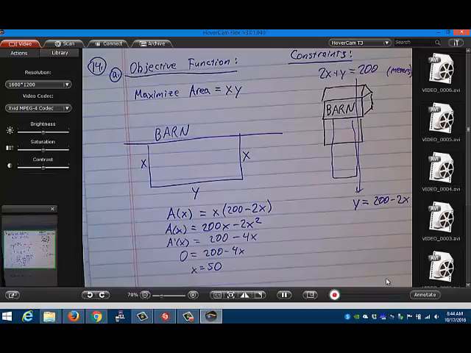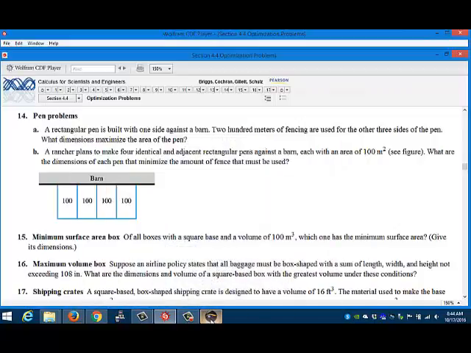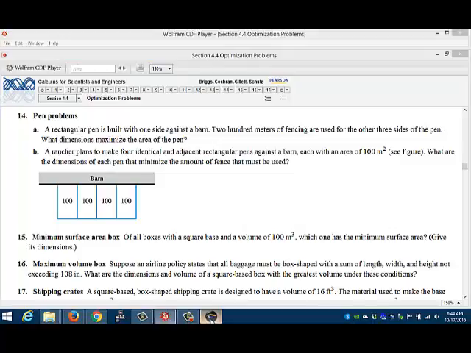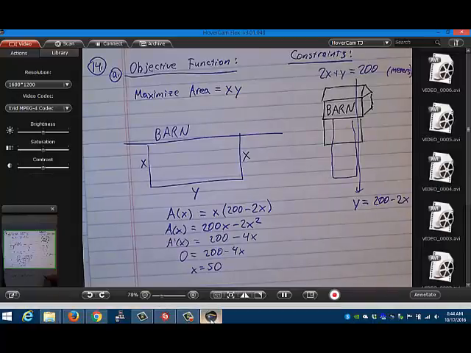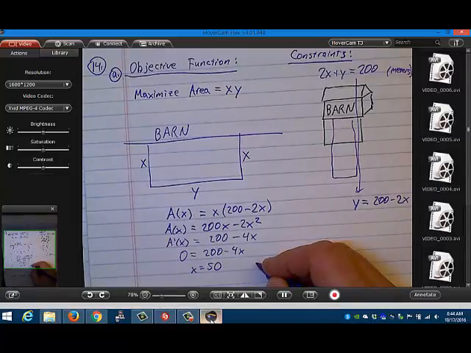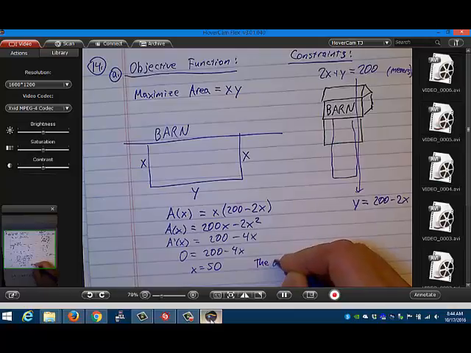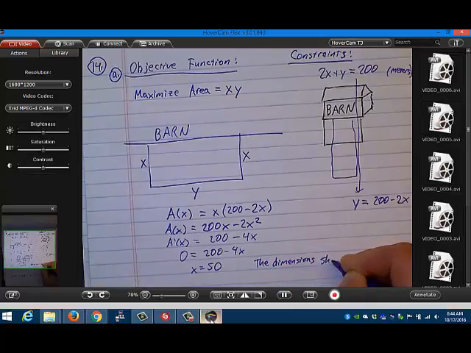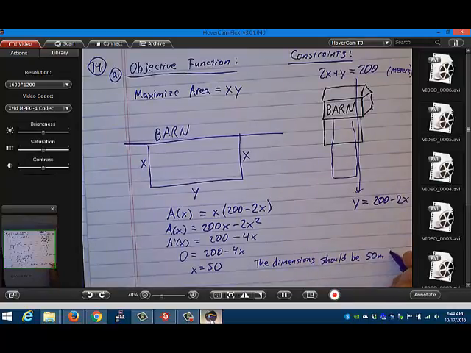And so I want to make sure I answer the question. So let me look carefully at what it said. It said, what dimensions maximize the area of the pen? I got one of the dimensions, right? So the dimensions needed should be 50 meters by, well, we don't have the other part of this yet, right?